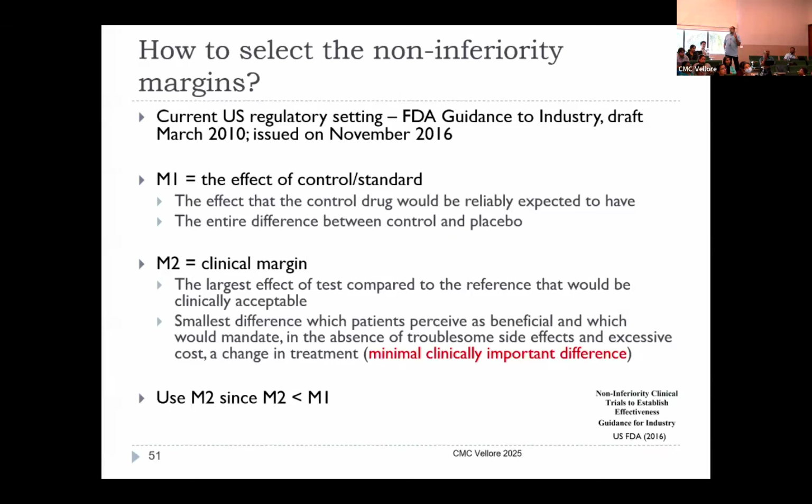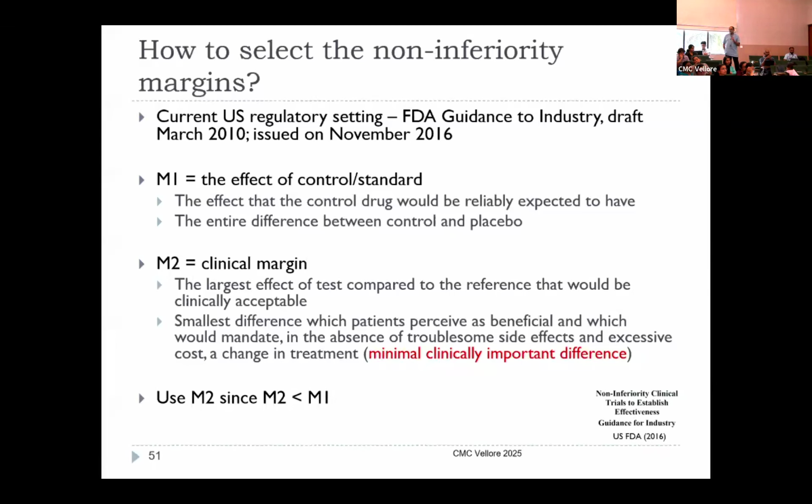And so you don't want to be, they said you don't have to be that against placebo. You have to be something that is related to that M1, but it's the smallest difference which patients perceive as beneficial and which would mandate, in the absence of side effects and excessive cost, a change in treatment. Okay. And that's what they call the minimal clinically important difference. And that's their M2. And M2 is related to M1 as being smaller than M1.